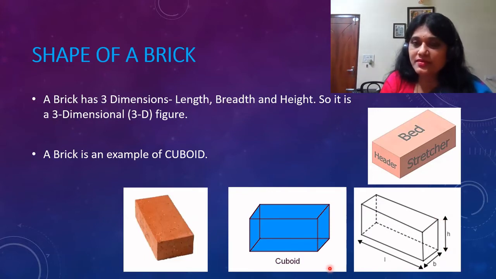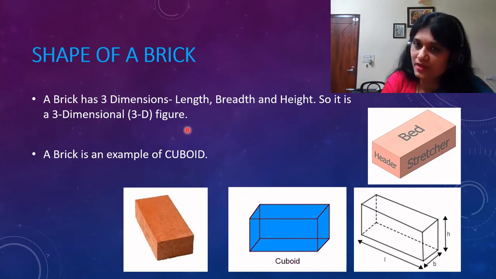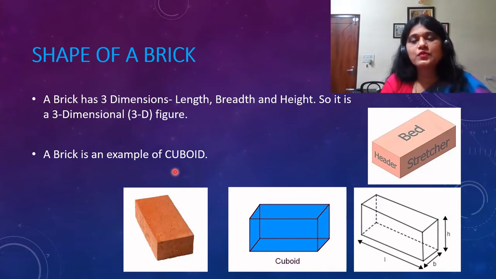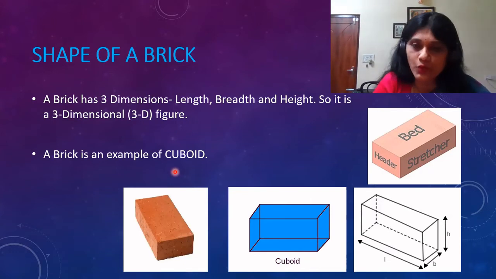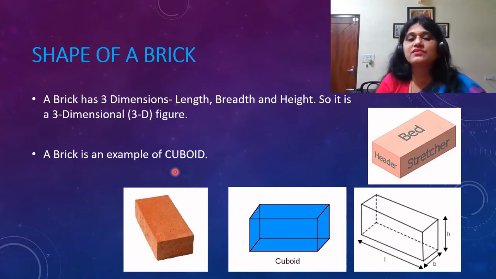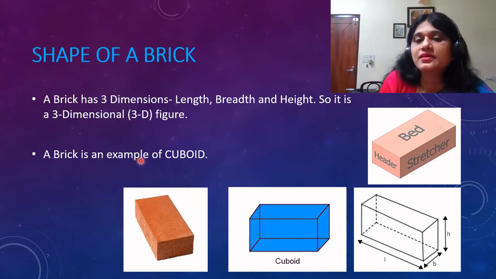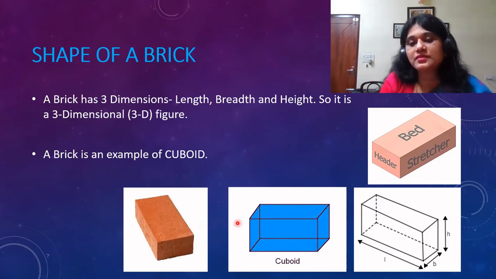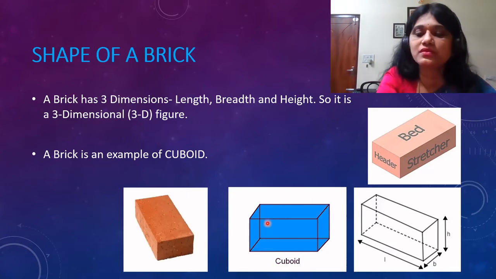As it has these three dimensions, that is why it is called a three-dimensional figure, 3D figure. A brick is an example of a cuboid. You must have learned about 2D shapes and 3D shapes in lower classes, like 2 and 3. You have learned all these things. So it is a 3D shape. Brick is a 3D shape object, and it is an example of a cuboid. Okay, it has 3 dimensions.